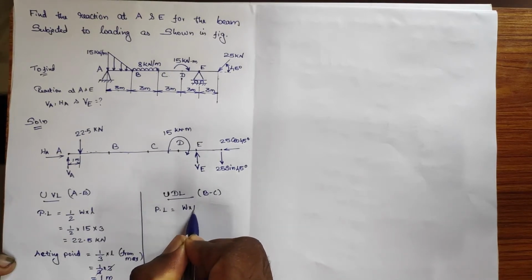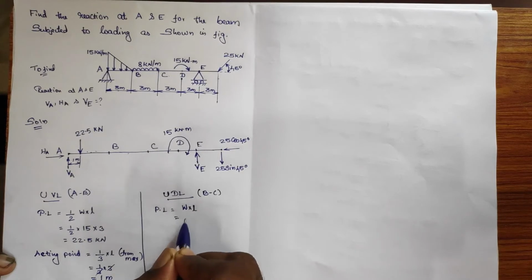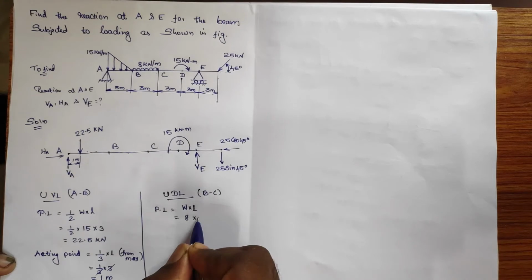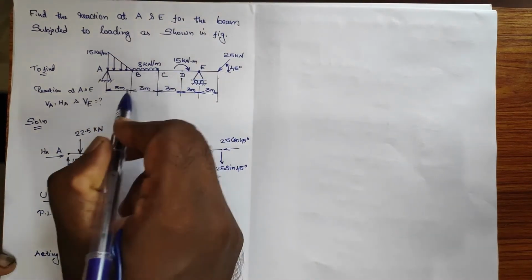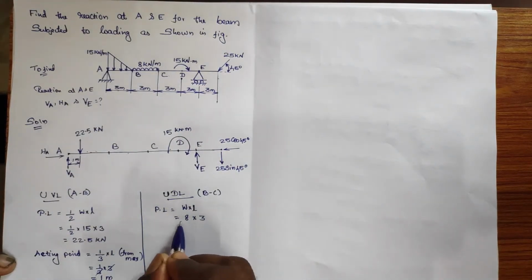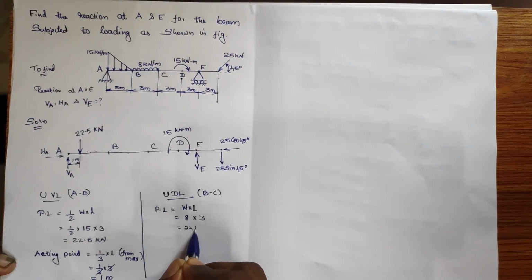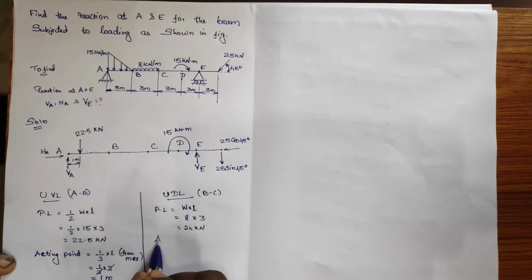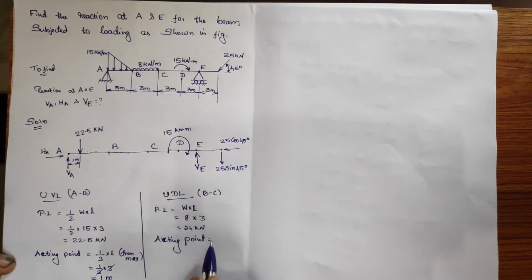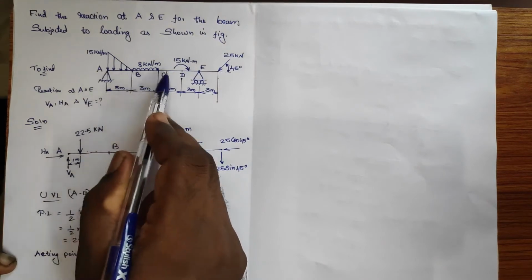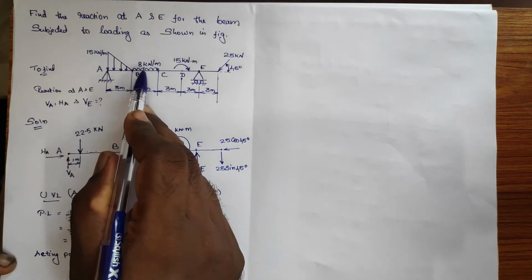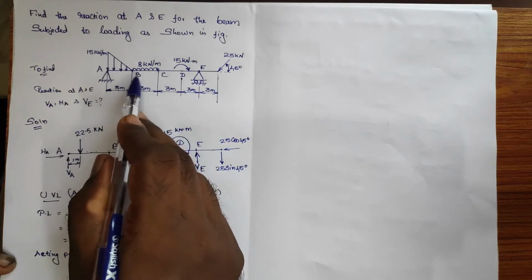intensity of load into its length. So W is the load intensity, 8 kilonewton per meter, into the length of 3 meter over which it is distributed, B to C, which is 3 meter. So if you multiply it, you will get 24 kilonewton. Okay, so the acting point: here it is uniformly distributed, so the load will act at the mid of its span, BC.